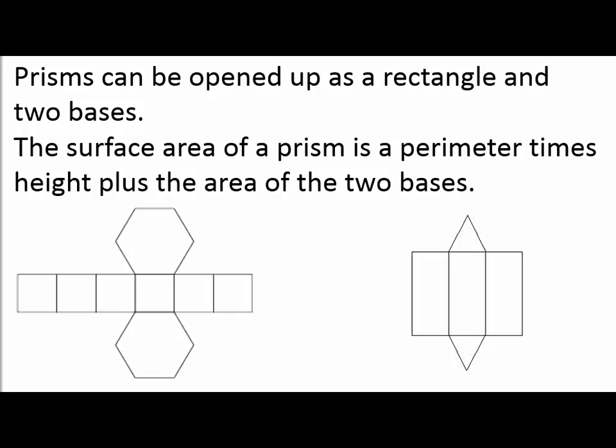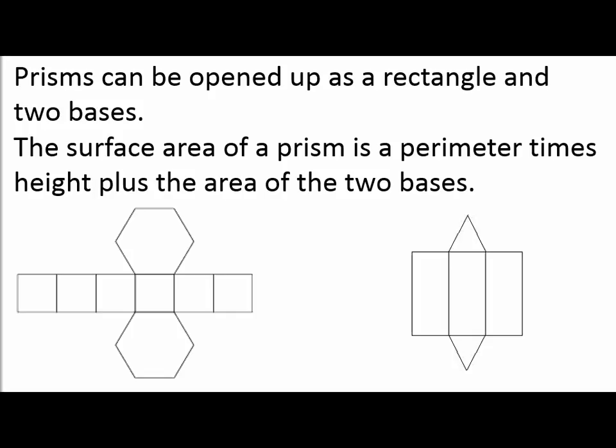Prisms can be opened up as a rectangle and two bases, and the surface area of a prism is perimeter times height plus the area of the two bases. I'm calling it perimeter times height for the big rectangle in the center. On the hexagonal prism, the figure at the left, notice how the long side is broken down into 6 parts because it's the perimeter. If I made this shape flat, the long side is what wraps around the base, which is the perimeter, and the short side is the height of the prism. So that's what I'm saying.